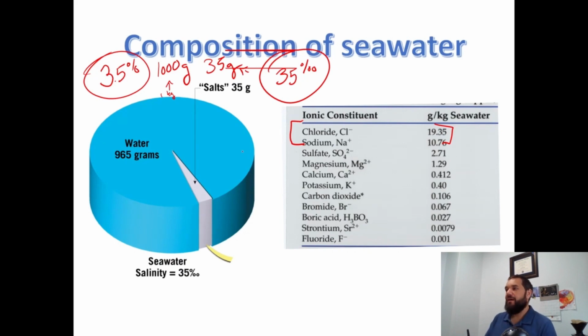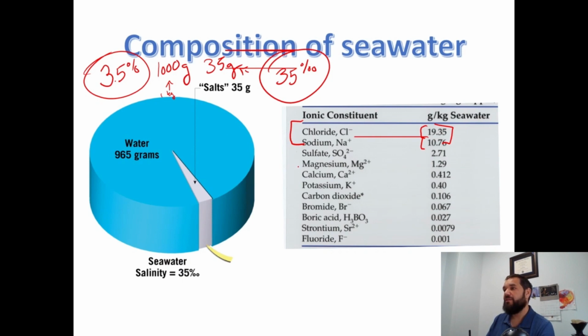So of that 35 grams, that is the total salt dissolved in the ocean water, 19 is from the chloride, and 10 grams, or maybe 11 grams, is from the sodium. So you can see that, what's 11 plus 19? It's 30. So 30 of the 35 grams of the salt that's in the ocean is just sodium chloride, just table salt. Okay. There's other stuff though.